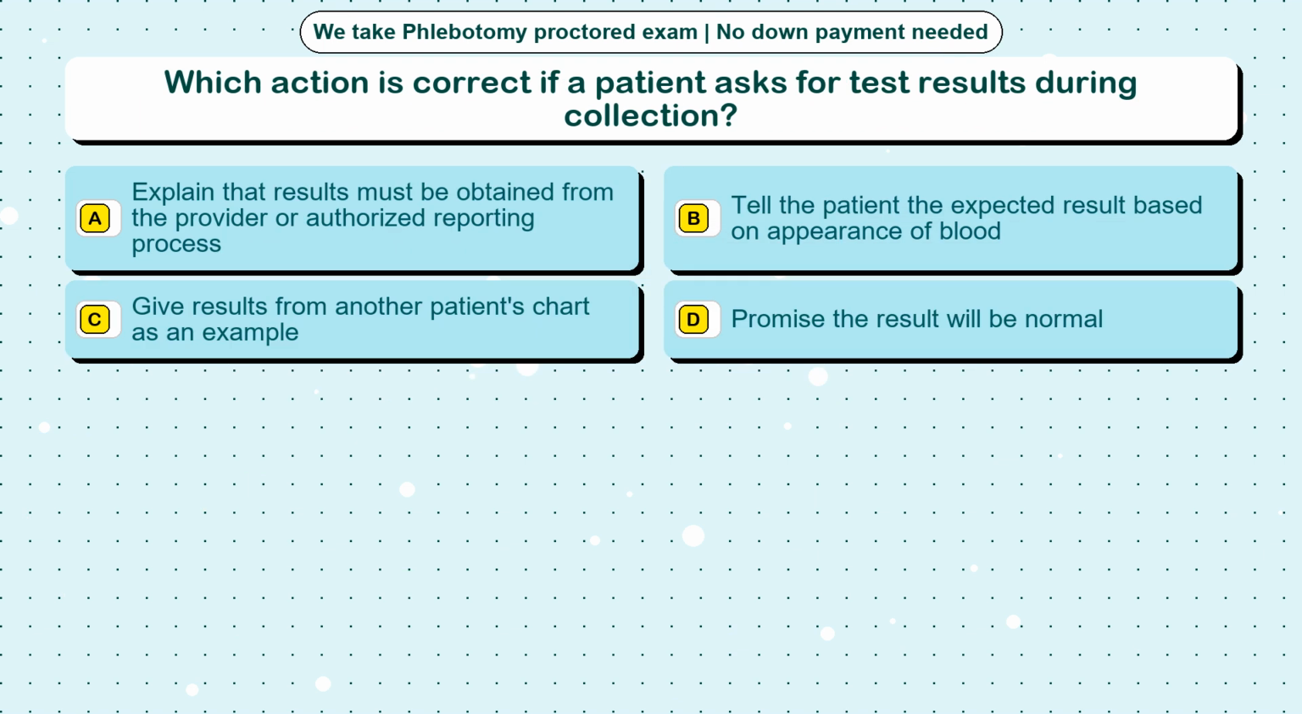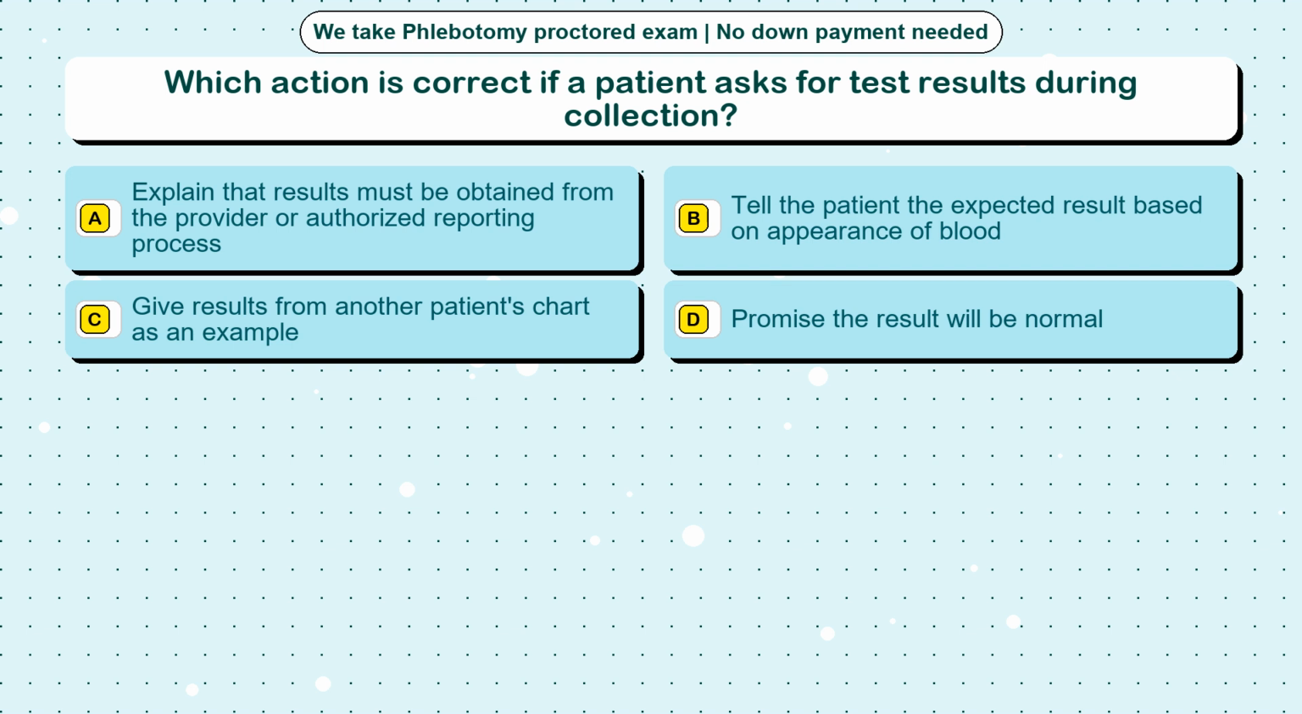Question 28. Which action is correct if a patient asks for test results during collection? Option A, explain that results must be obtained from the provider or authorized reporting process. Option B, tell the patient the expected result based on appearance of blood. Option C, give results from another patient's chart as an example.